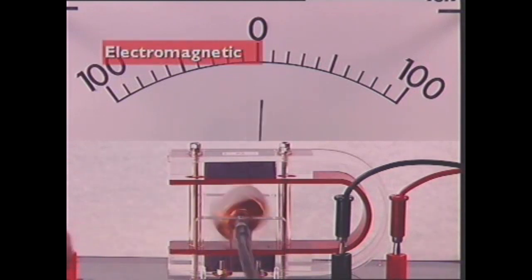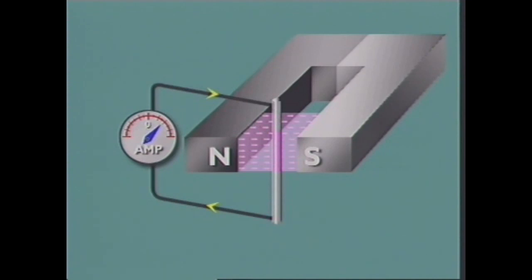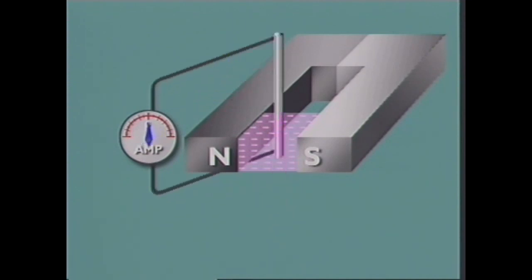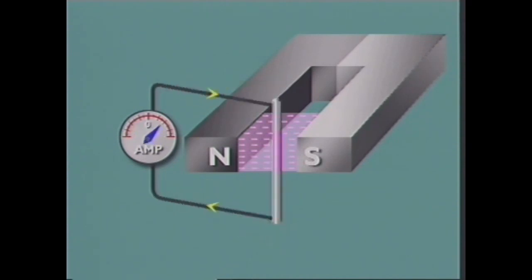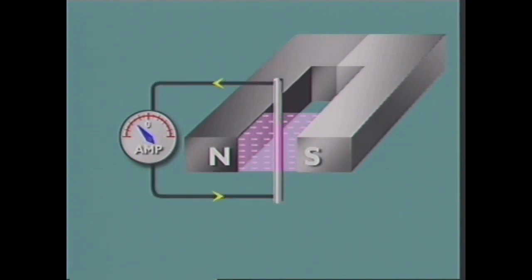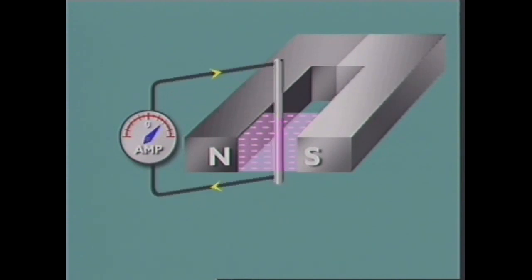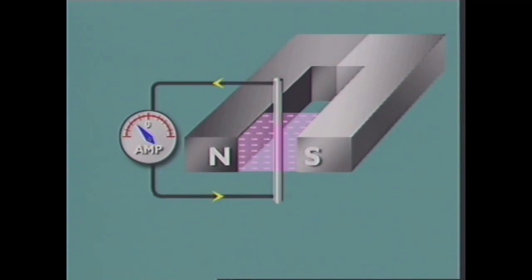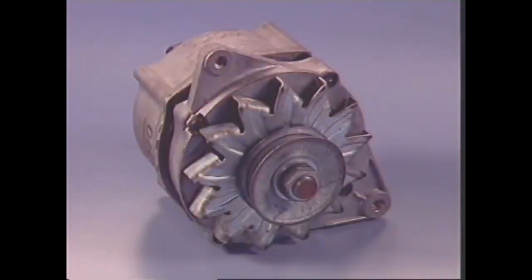This section examines electrical energy produced from magnetic energy, also called electromagnetic induction. When a conductor cuts across a magnetic field, current flows in the conductor. It flows one way when the conductor cuts the field in one direction, then reverses as it cuts the field in the opposite direction. The current is called alternating because it flows one way and then the other. The term alternating current is often shortened to AC. That's the sort of electrical energy that comes through the power points. It's also produced by an alternator, as the name indicates.